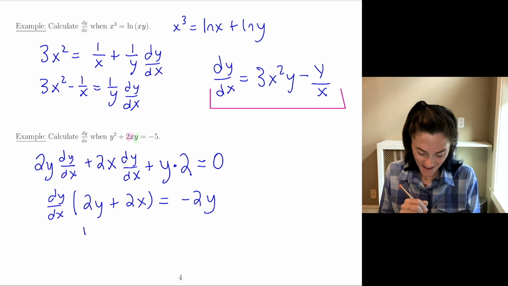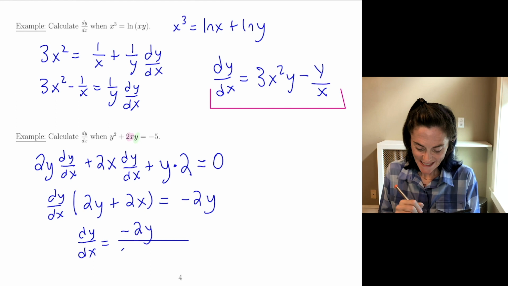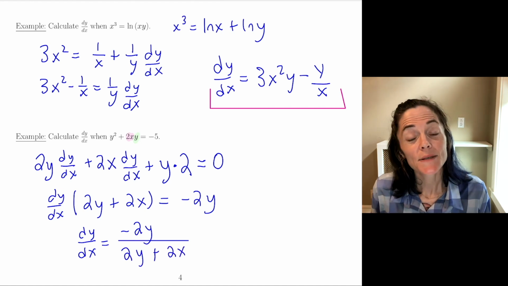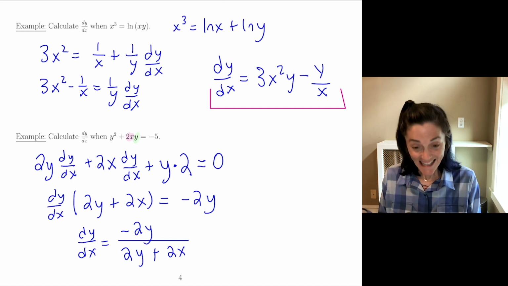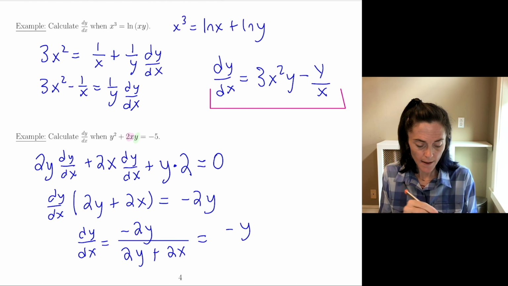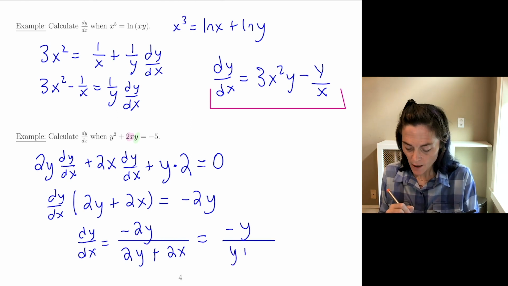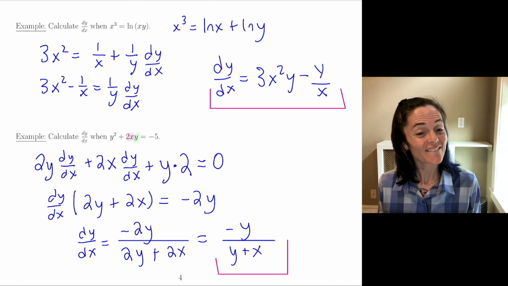And we have dy/dx is negative 2y divided by 2y plus 2x. You see I have a 2 as every coefficient, and so I can simplify this slightly. It's minus y divided by y plus x. Very nice.